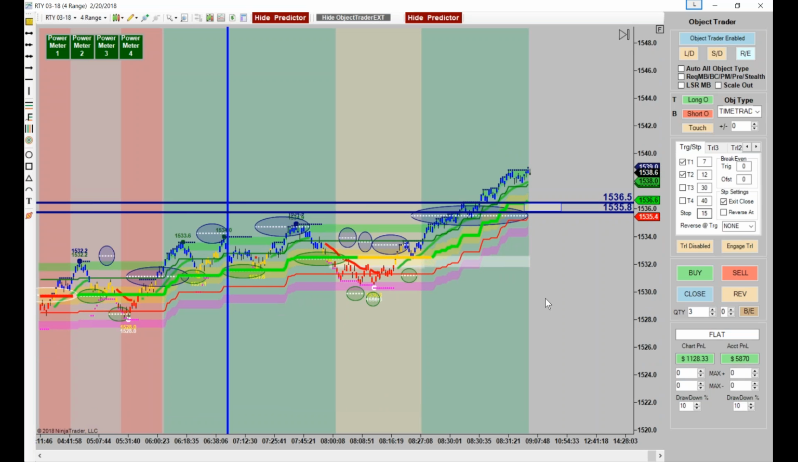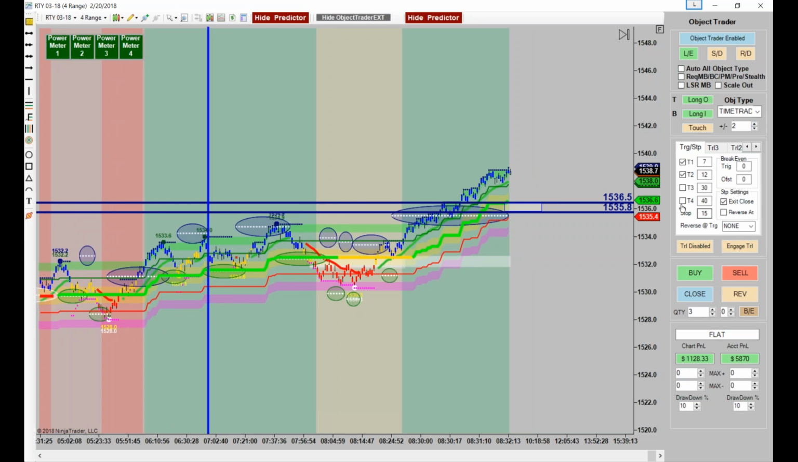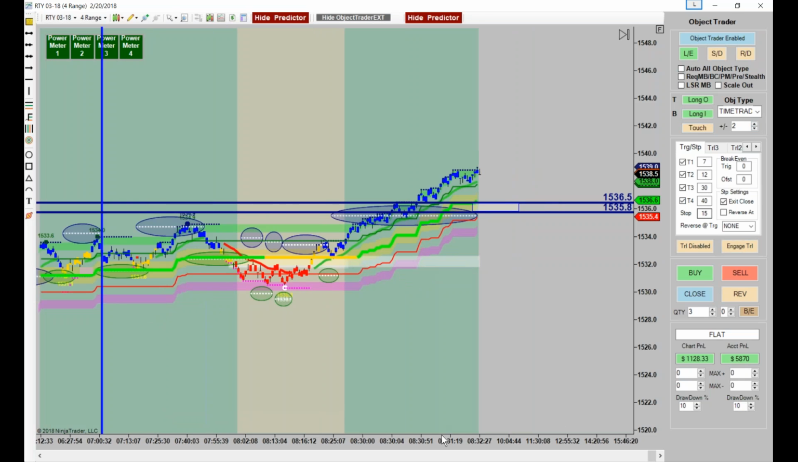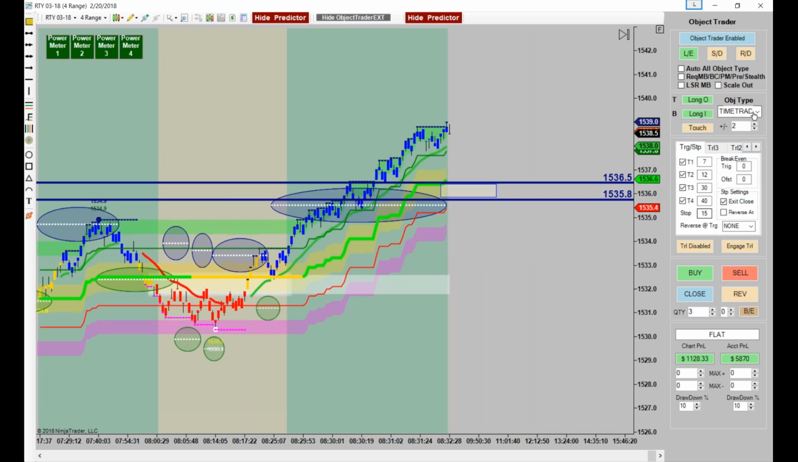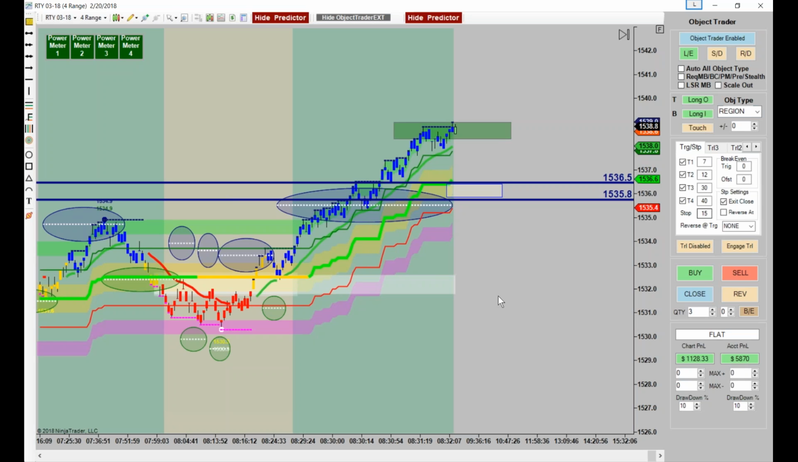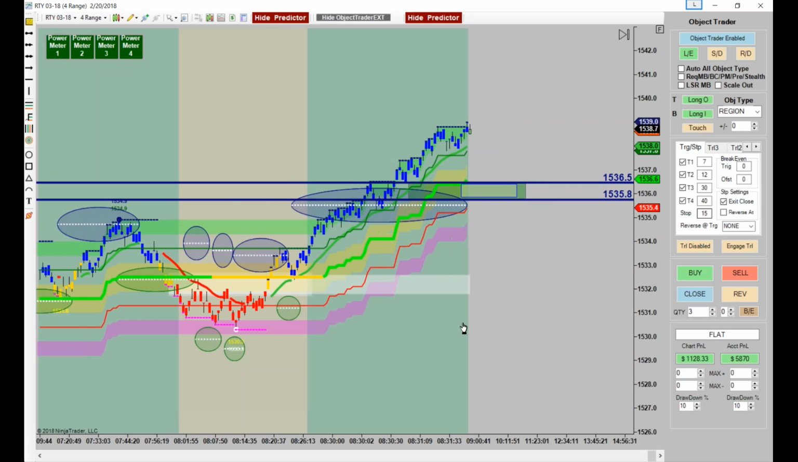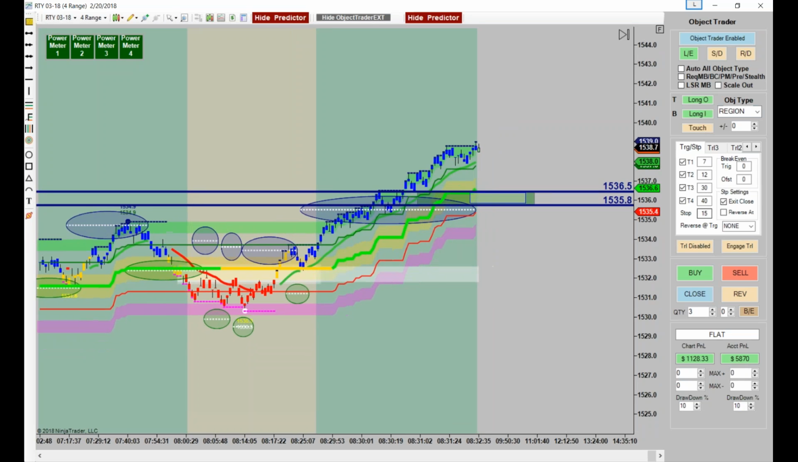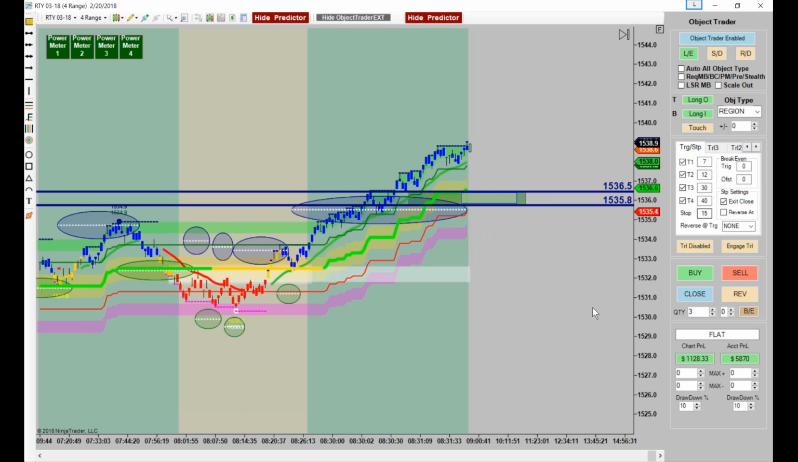Matter of fact, what would we do? We'd box it in, wouldn't we? We want to go as low as the bottom, so I'm going to put it long inside, touch +2. We're going to go with a full trade. And instead of time trade, we'll do region. And we're going to bring our region down. And that's pretty much where I think it's going to hit its head and bounce.